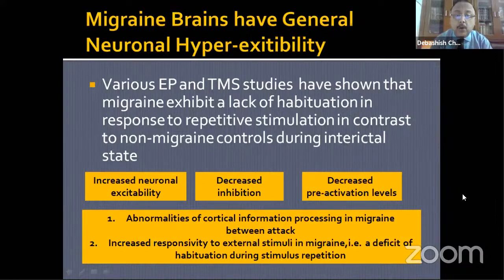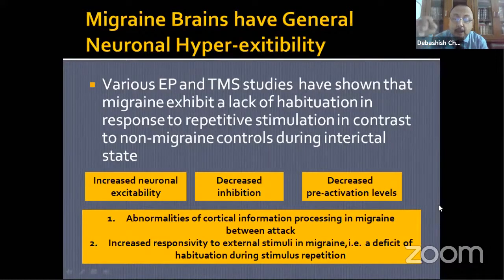Okay. So the first thing to understand, which is very, very important, is that migraine brains have a general neuronal hyperexcitability. There are various electrophysiological studies, and also transcranial magnetic studies, that have shown that migraine patients exhibit a lack of habituation in response to repetitive stimulation, in contrast to non-migraine controls, during the interictal state. This may be because of increased neural excitability, decreased inhibition, or decreased pre-activation level. But whatever it is, it shows that there is abnormality of cortical information processing in migraine between the attacks, that is, the interictal period, and increased responsivity to external stimuli in migraine.